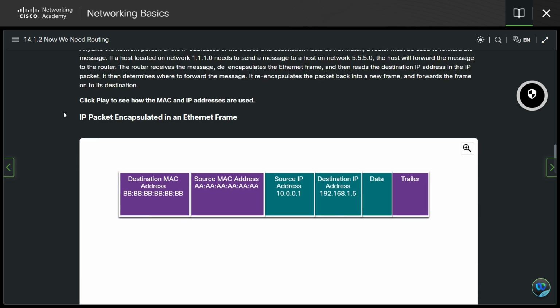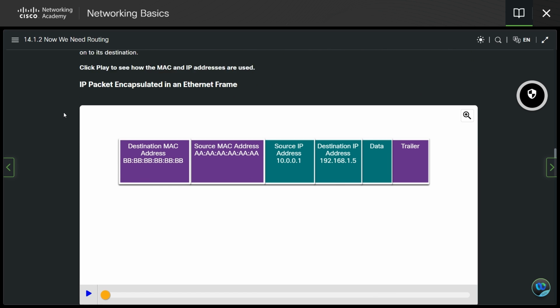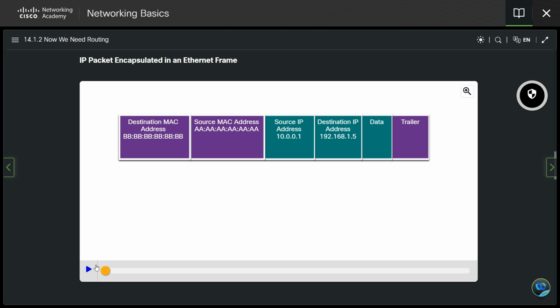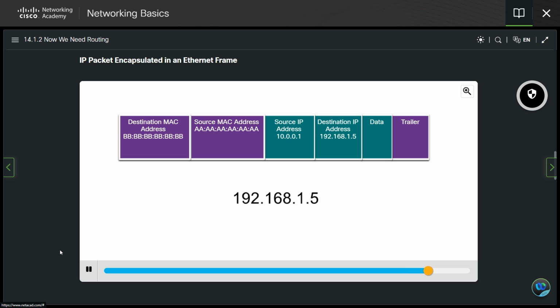Click play to see how the MAC and IP addresses are used. IP packet encapsulated in an Ethernet frame. A switch examines the MAC address, media access control. A router examines the IP address. And this is the network portion and host portion of the IP address.